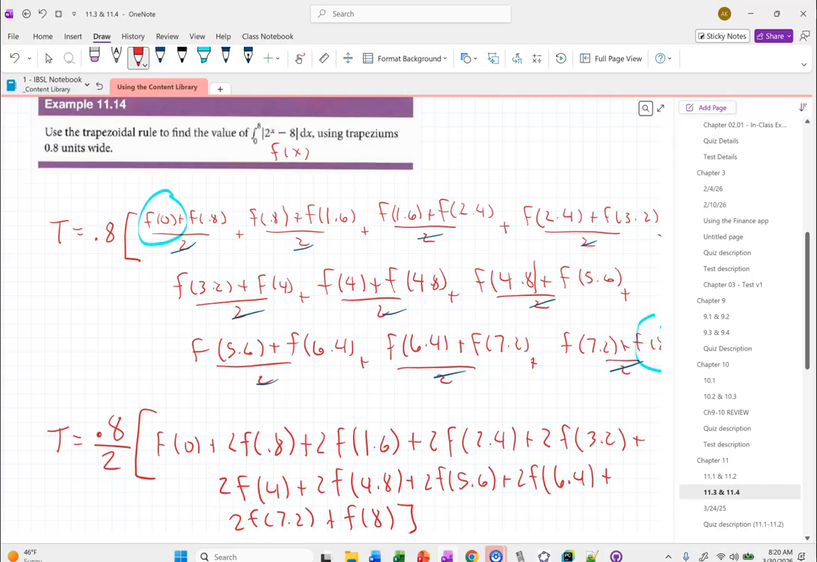Is everybody okay there? Will it be this way every time I do a trapezoid rule, where I have 2 of every single base except for the first and last? Yes.